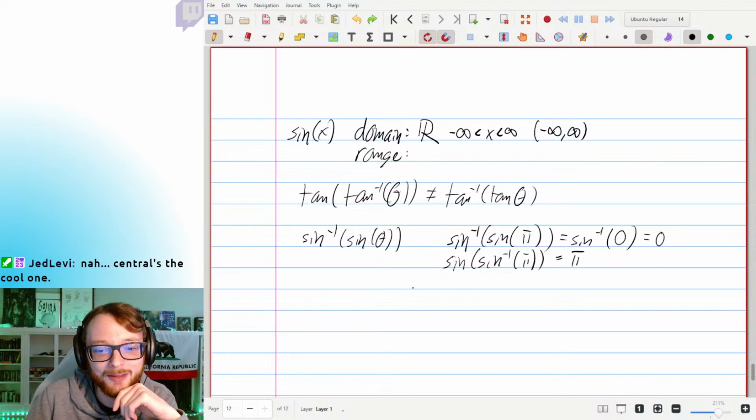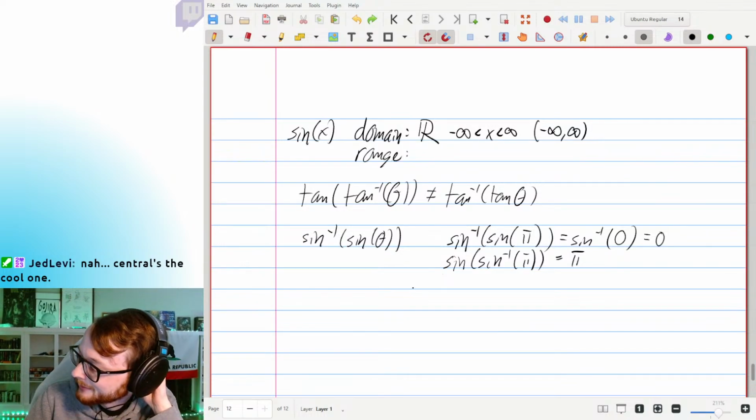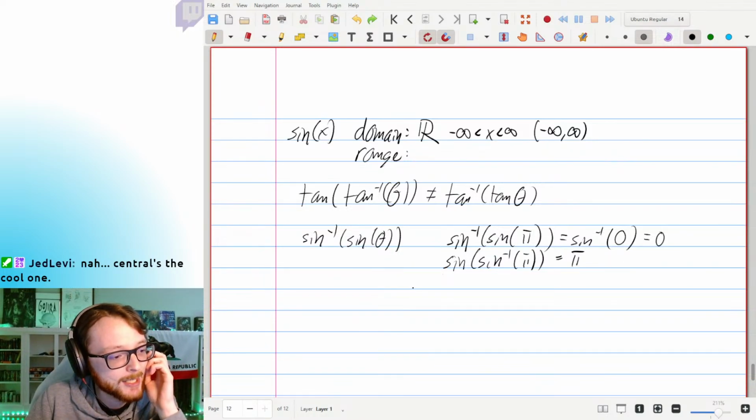Yeah, if you wanted to make this way work, what would you have to do? You might need to continuously subtract off pi's or something until you get in range.